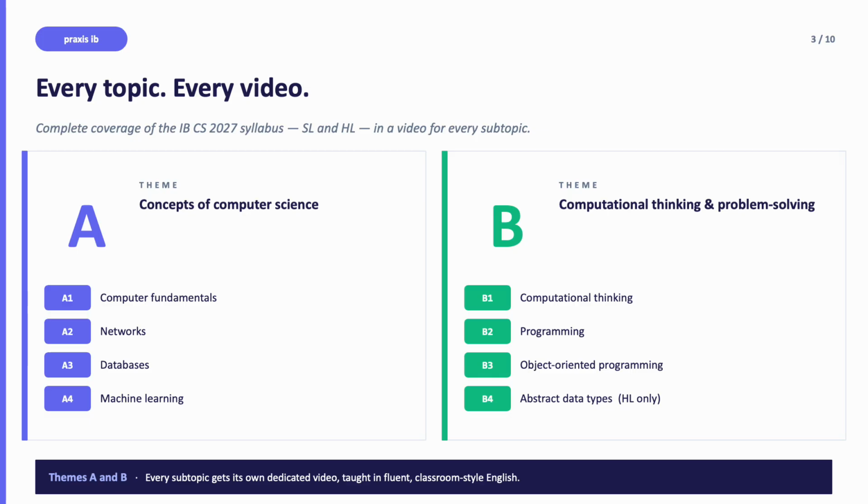Here's the scoop. The full IBCS 2027 syllabus, both themes, every subtopic covered with a dedicated video. Theme A is concept of computer science. That includes computer fundamentals, hardware, data representation, operating systems, translation, network fundamentals, databases, and so on. Theme B is computational thinking and problem solving. That's the approach to computational thinking itself. Programming fundamentals, data structures, constructs, algorithms, file processing, object-oriented programming, and so on.